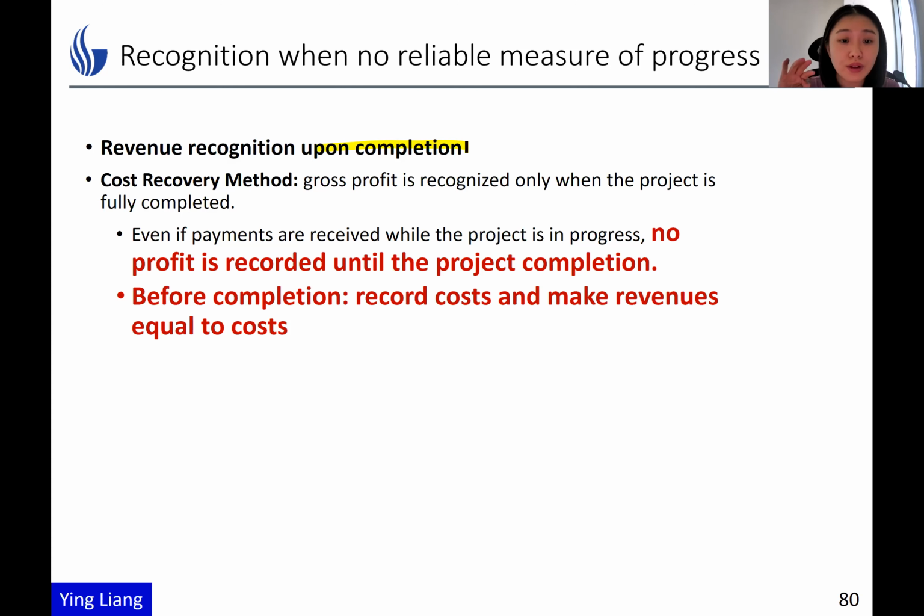In that sense, we do not record anything until the project is fully completed. Now, that doesn't mean we haven't received cash from our clients at all. We do. We still bill them and they still pay us cash, even if the billing and the cash payment may not be the same. But it really doesn't matter. In terms of revenue recognition, we do not record any profit, no revenue, no cost in the income statement.